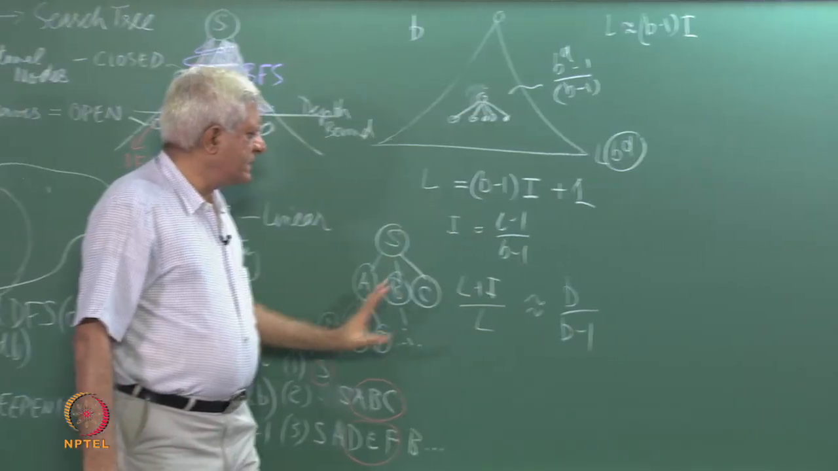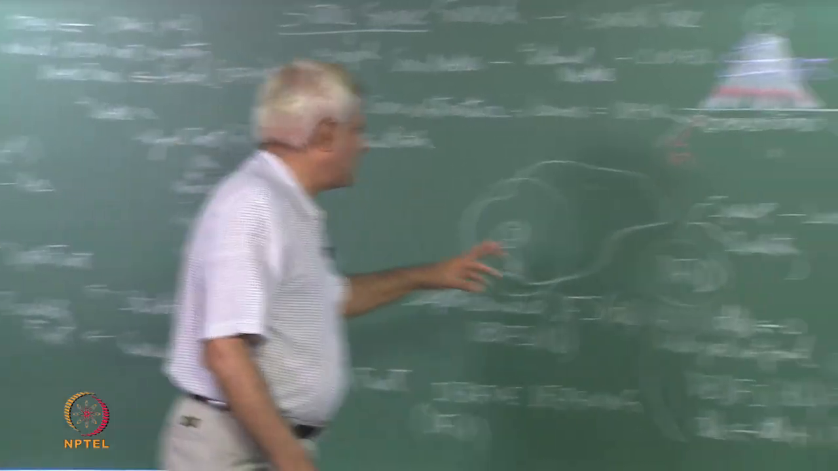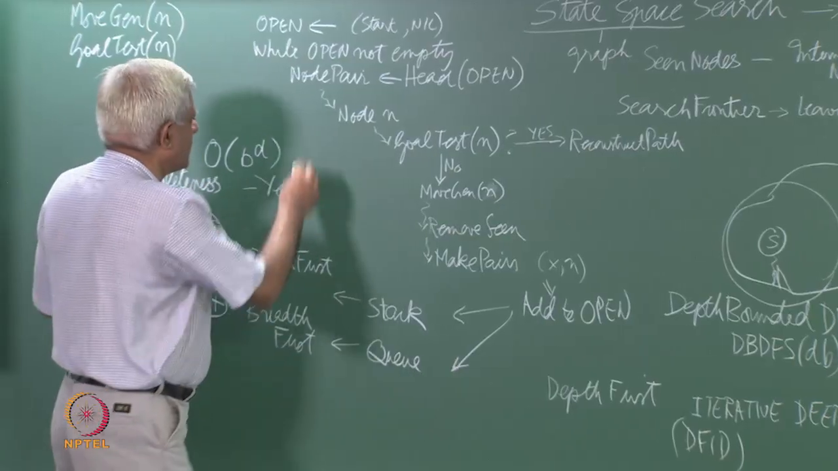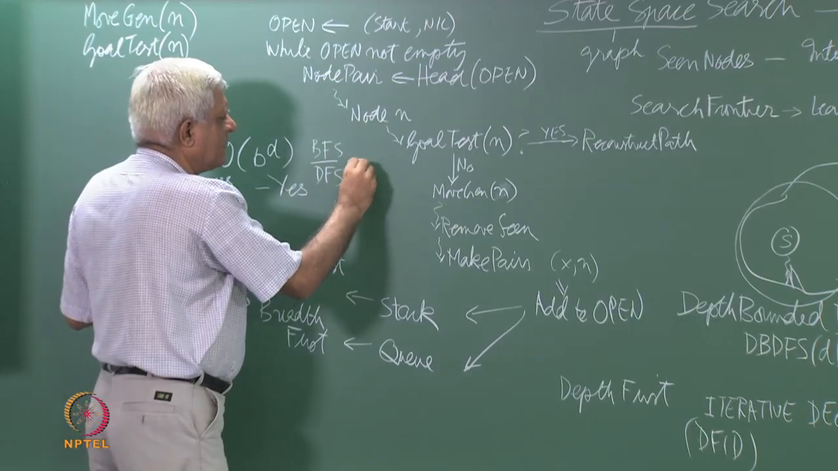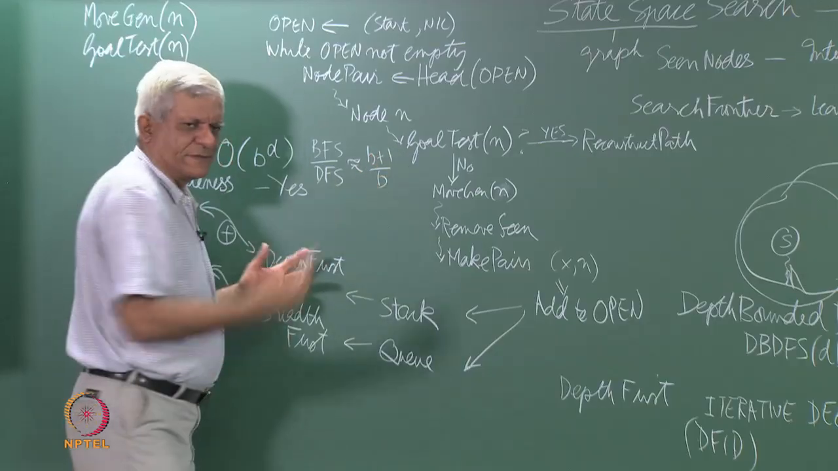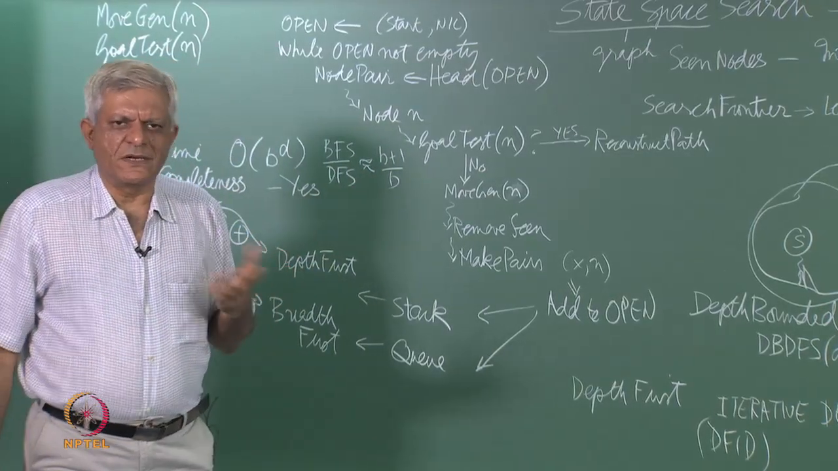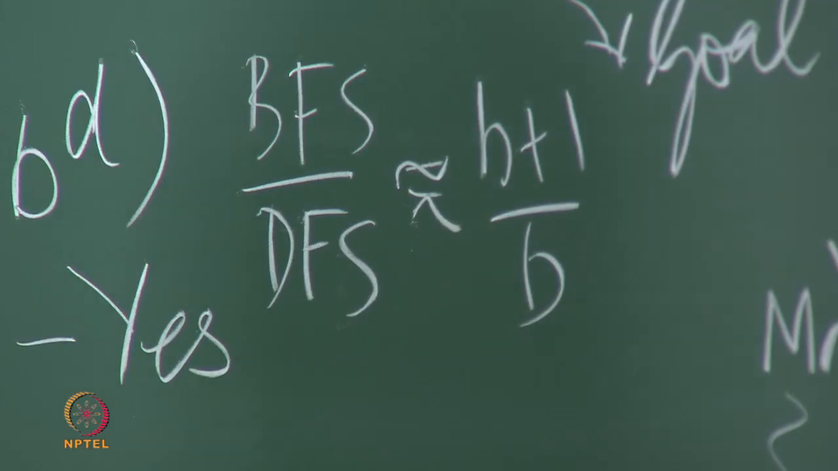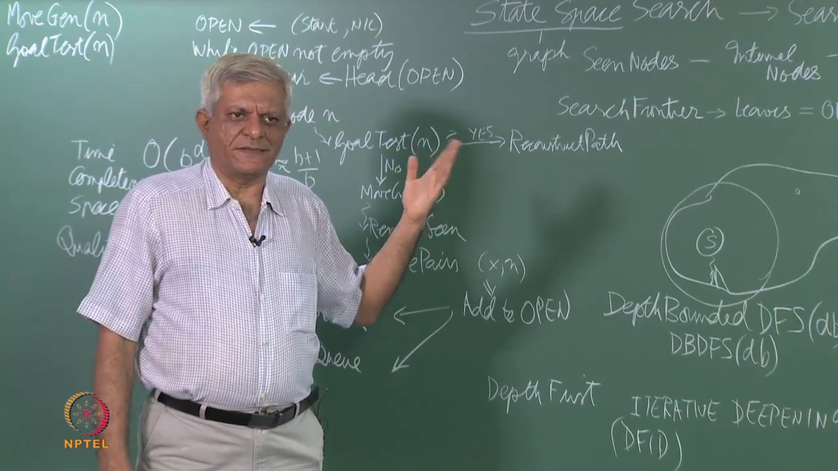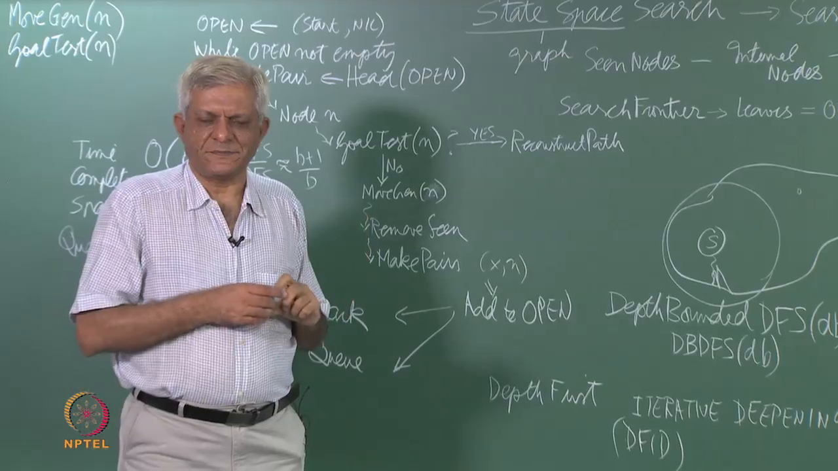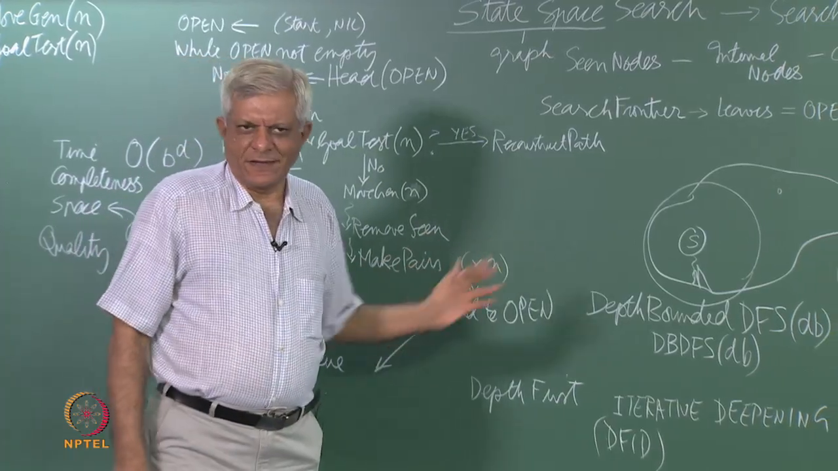And if you go through this argument, you will see that the time complexity of DFID is not significantly more than breadth first search. We had seen that BFS to DFS we had said was b plus 1 over b or something like that. I do not remember exactly, but I think b plus 1 over b. Breadth first search is doing a little bit more work than depth first search, and DFID is doing only a little bit more work than BFS. And what is the advantage we get? We are allowed to use linear space and we are guaranteed the solution essentially. Okay, so it is a very nice algorithm.